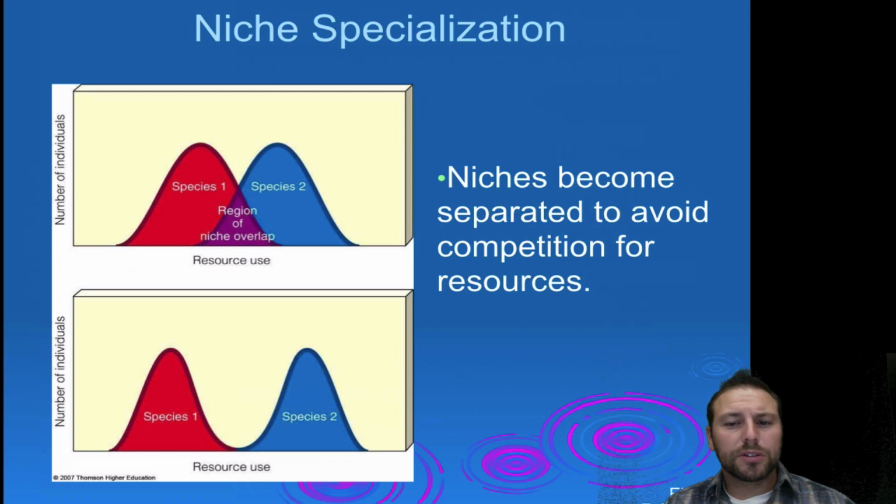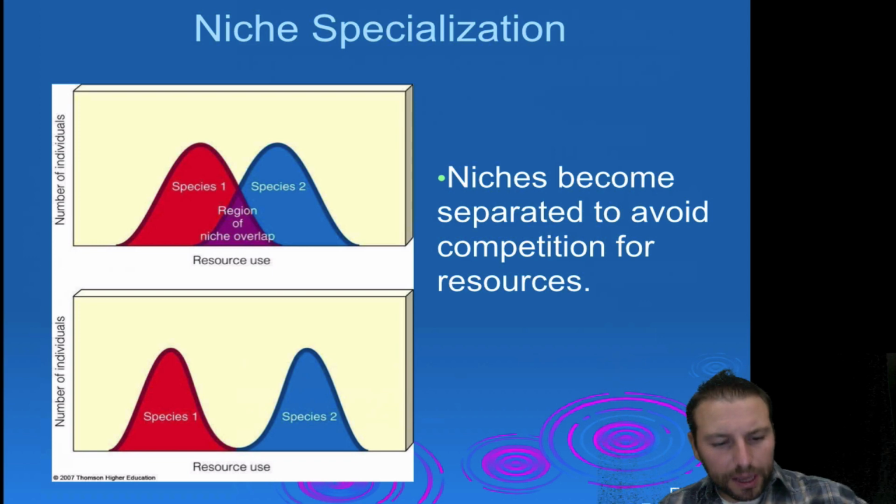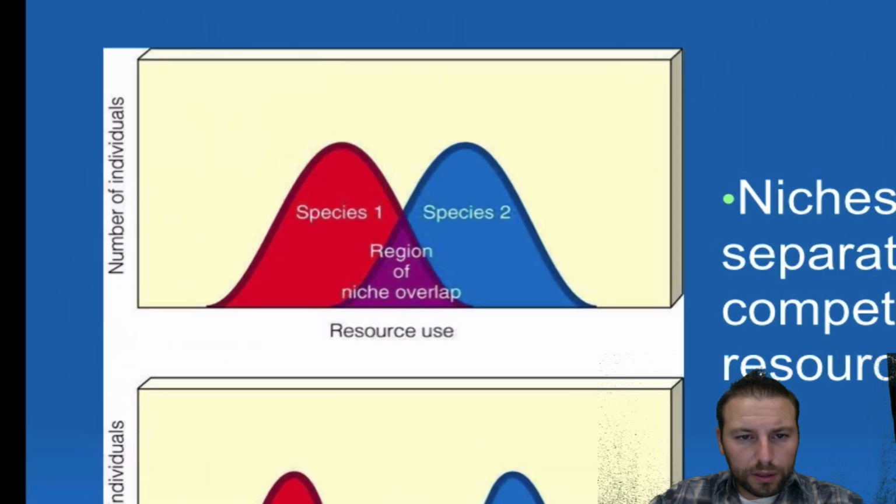And we have niche specialization. So once again, we can look at the resource use of these niches. And where we have that overlap is going to be competition.